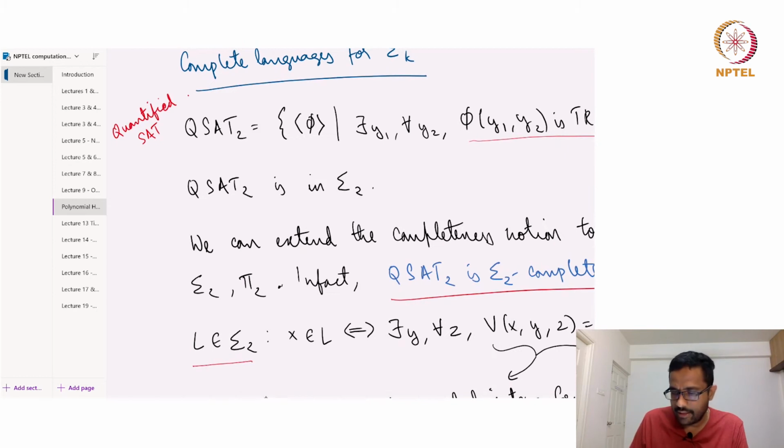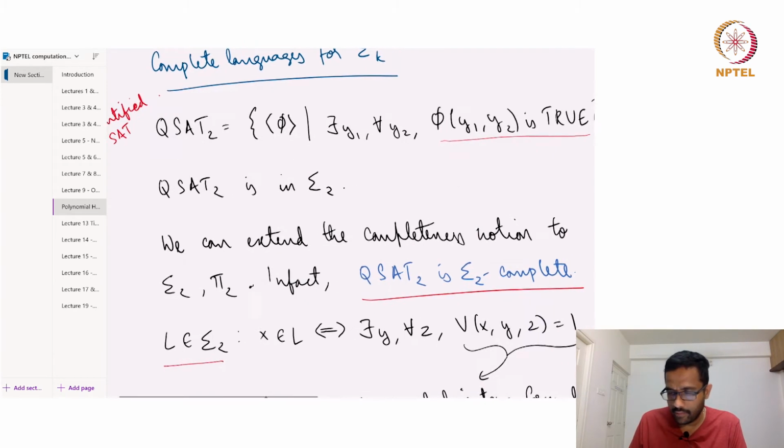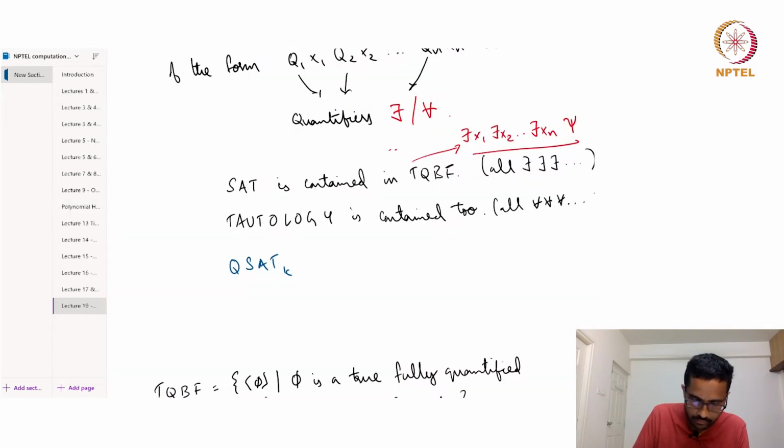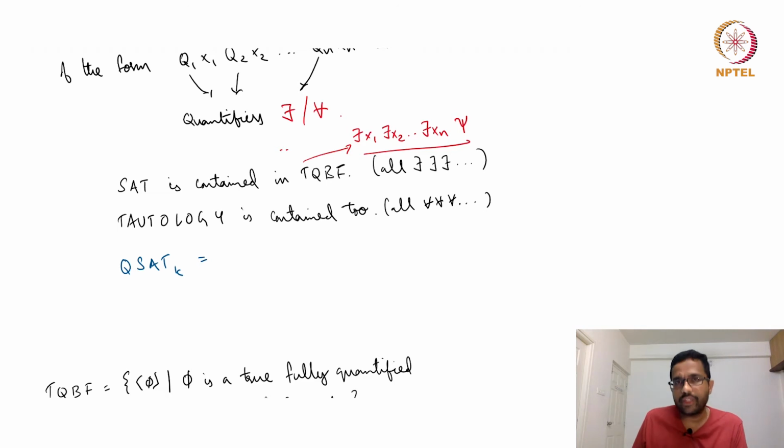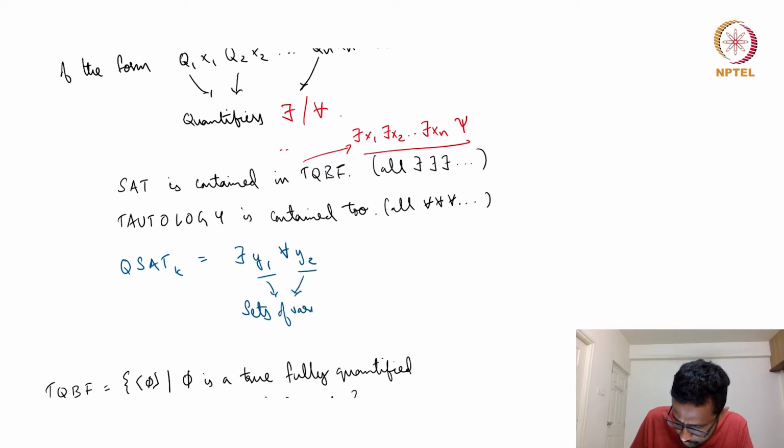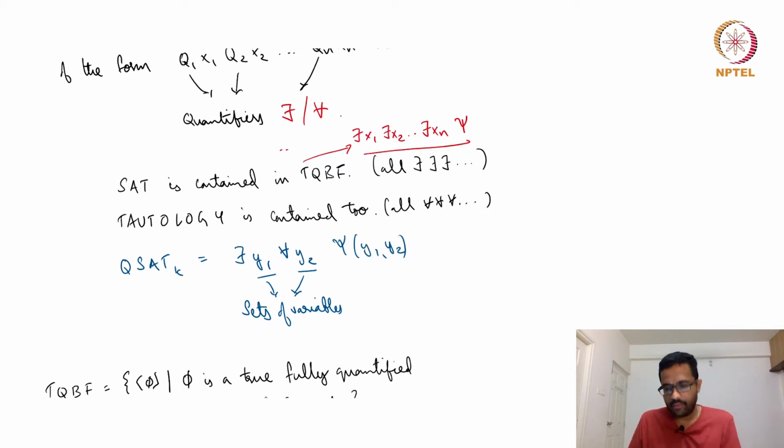QSAT 2 was: there exists y1 such that for all y2 the formula is true, where y1 and y2 are sets of variables. So there exists y1 such that for all y2, some formula psi of y1, y2 is true, right? This is QSAT 2, but similarly you can write QSAT K, just that the number of alternations will increase, but all the variables are quantified. So y1 contains some variables, and everything that is not in y1 will be in y2.